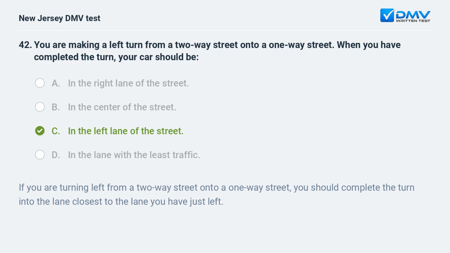C. In the left lane of the street. If you are turning left from a two-way street onto a one-way street, you should complete the turn into the lane closest to the lane you have just left.